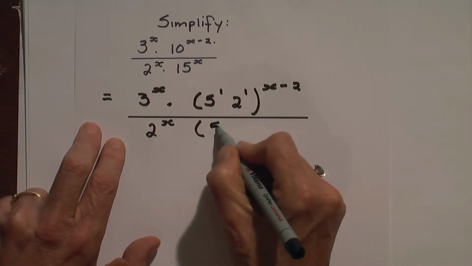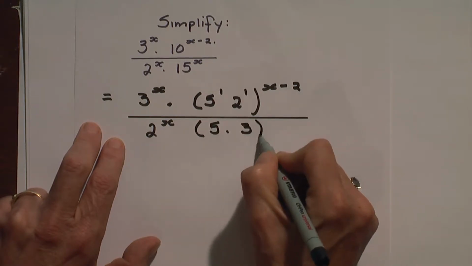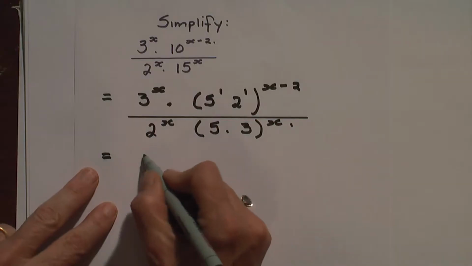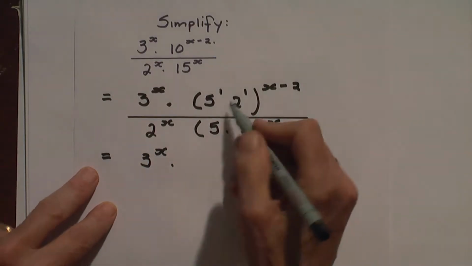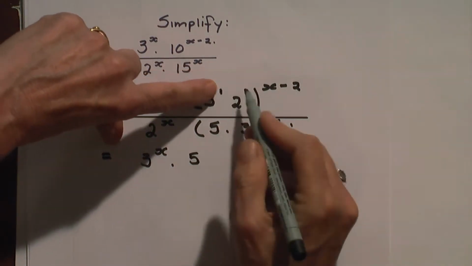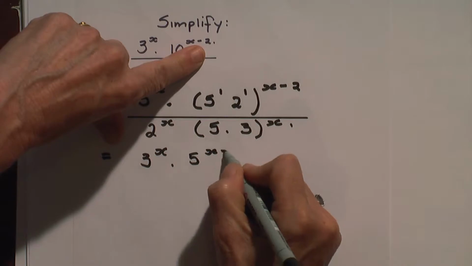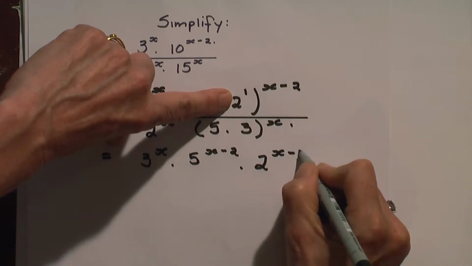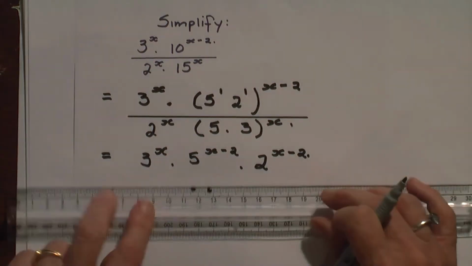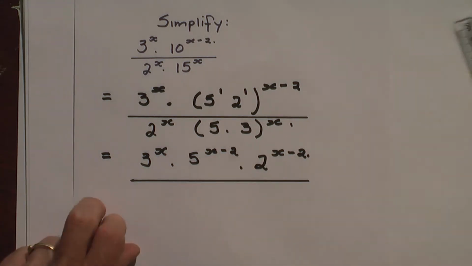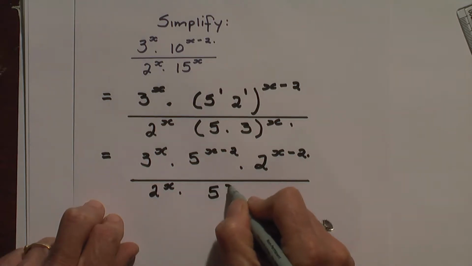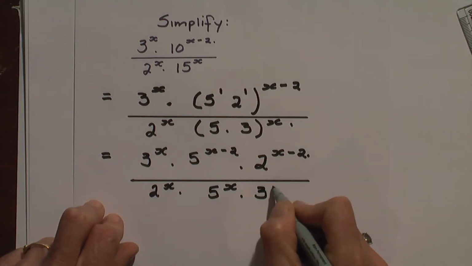15 must become 5 times 3. Again, prime factors to the power of x. Right. Third rule, raising a power to a power. 3 to the x. Now, careful. 5 to the x minus 2 multiplied by 2 to the x minus 2 over, I'm happy with 2 to the x, and here I've got 5 to the x multiplied by 3 to the x.